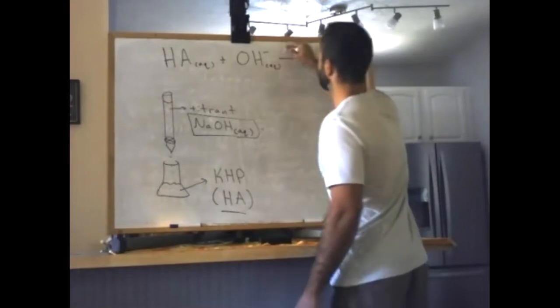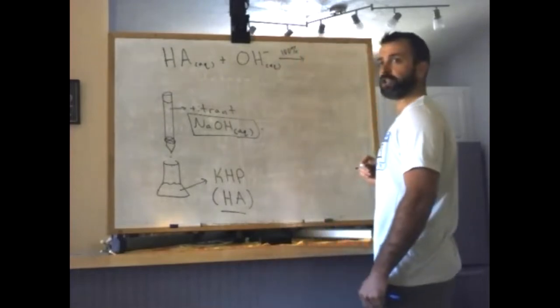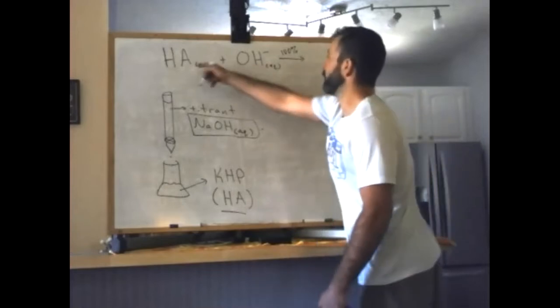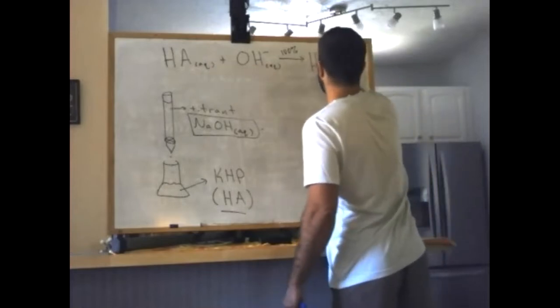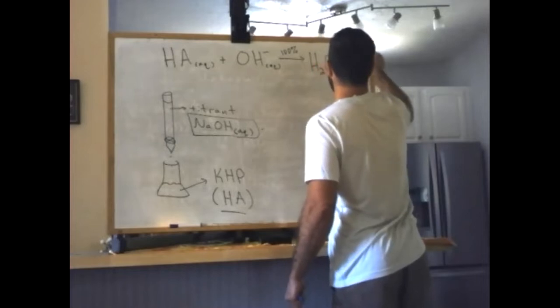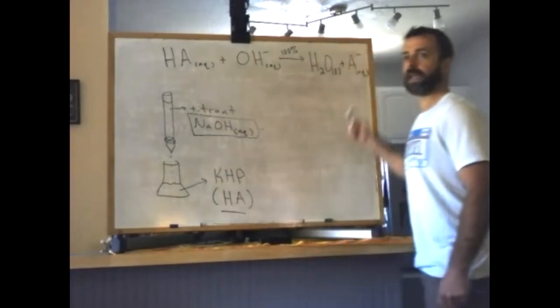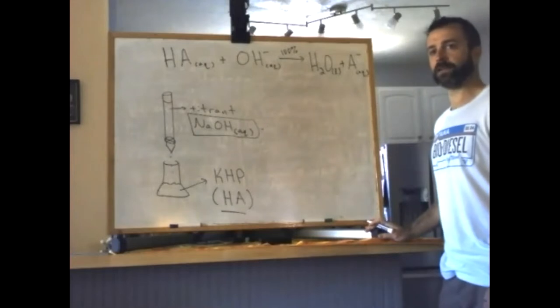Because the base is strong, this reaction goes 100% to completion. The OH minus and the H plus combine to make water, and we are left with A minus. So you remember from your lecture, if HA is a weak acid, A minus is a weak base.